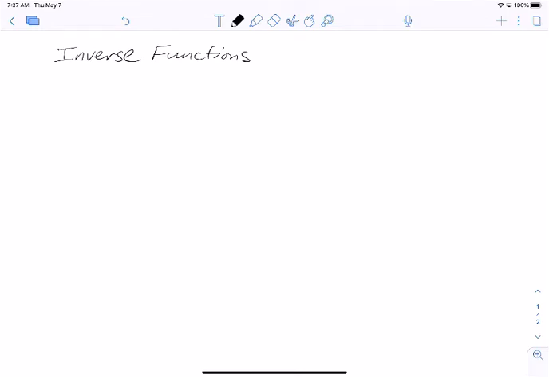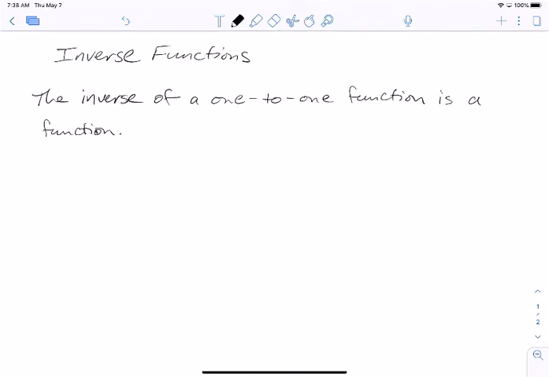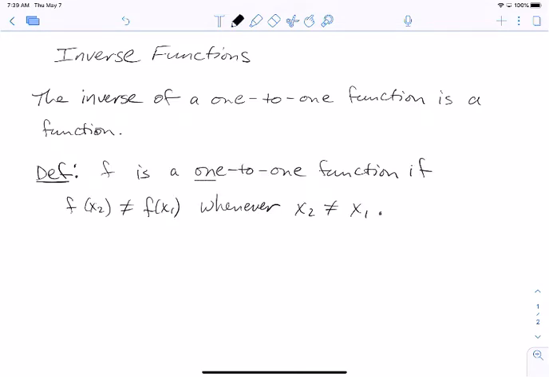We'll start our discussion about inverse functions by talking about one-to-one functions, because the characteristic of a one-to-one function is that its inverse is a function. But math is built on definitions, and so let's look at a definition for one-to-one functions. f is a one-to-one function if f of x2 is different from f of x1 whenever x2 is different from x1. In other words, if I have two different inputs, then they should map to two different outputs. Another way to put that would be that outputs could match, but only if inputs match. And we'll see what this means as we work through this section.